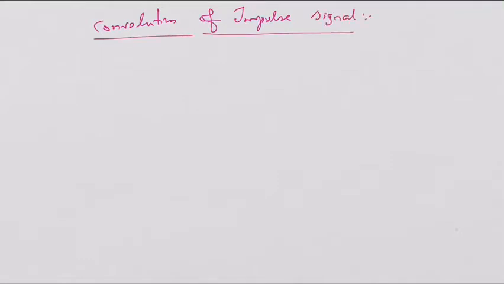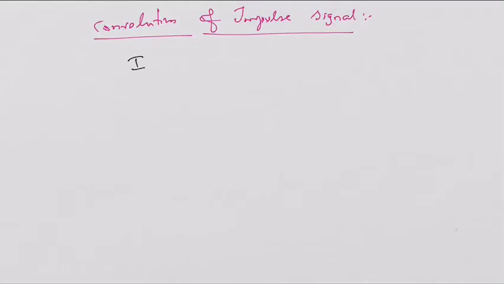So in the above convolution, the signals x1 of t and x2 of t are defined by a single mathematical equation, from minus infinity to plus infinity. Let us see the convolution of impulse signals. How to carry out? Let us see.